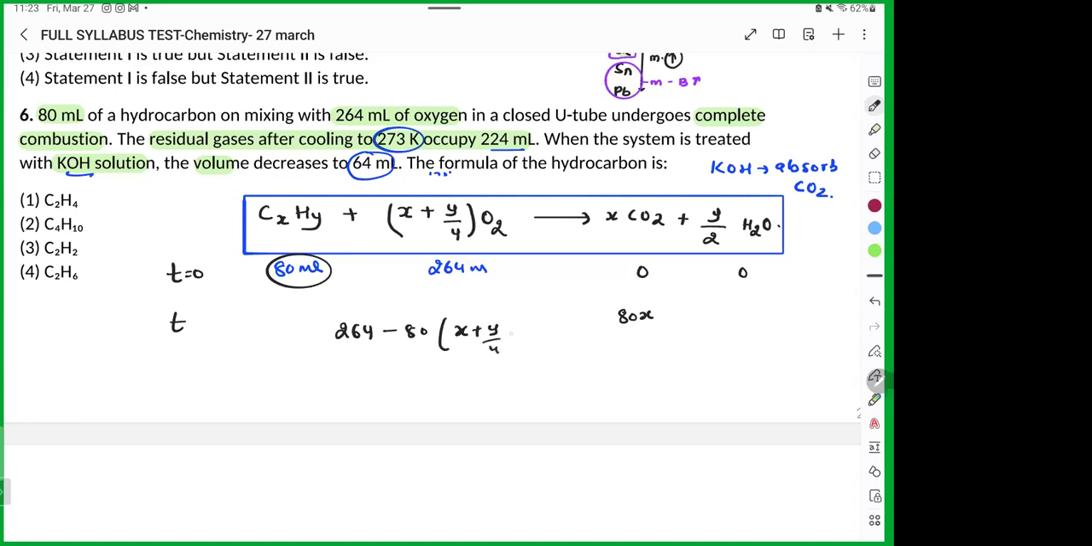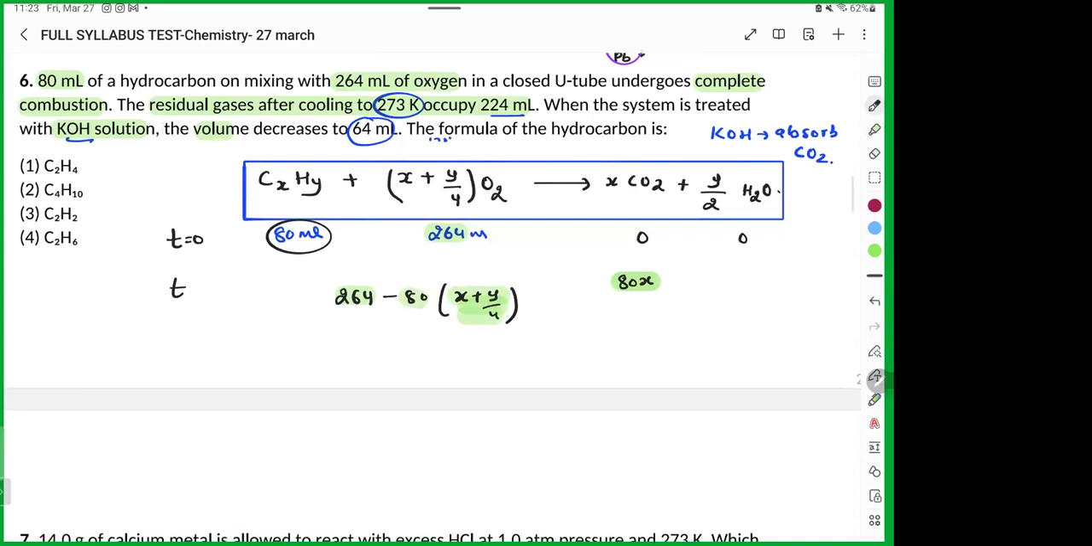264 total oxygen minus 80 times x plus y by 4, this amount. Because you had a total oxygen amount of 264 ml. After some time oxygen will be utilized. If oxygen is utilized, it will reduce. How much will it reduce? 80 times the number of moles, because here 80x increased, so in the same way it will decrease from the oxygen. Correct? And it is saying the total once it settles down is 224 ml.